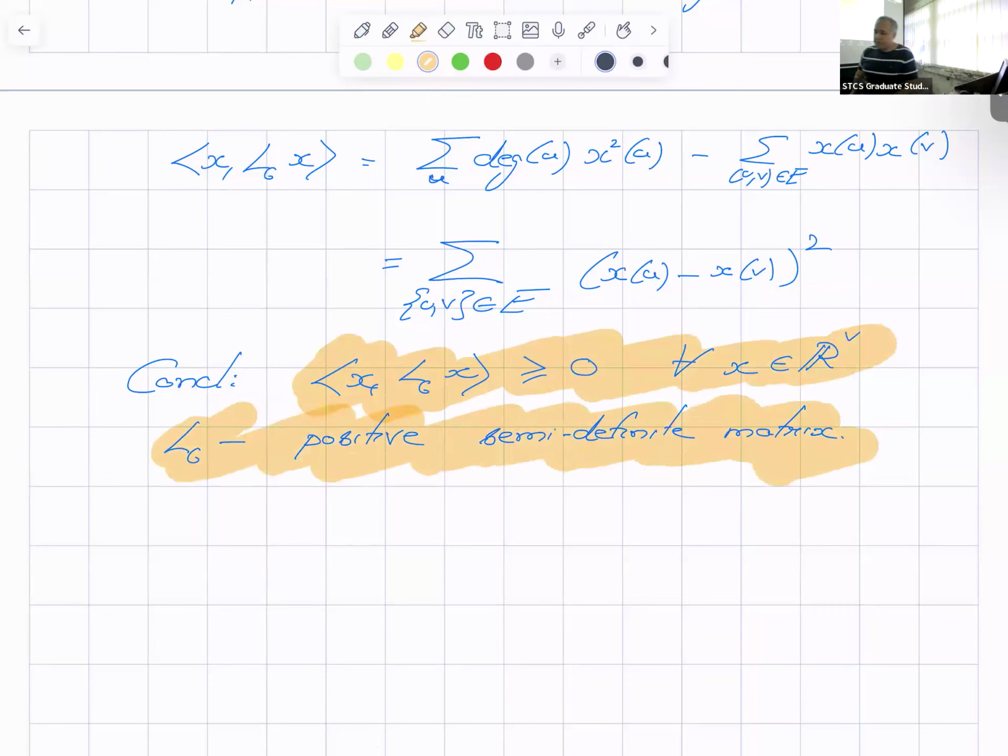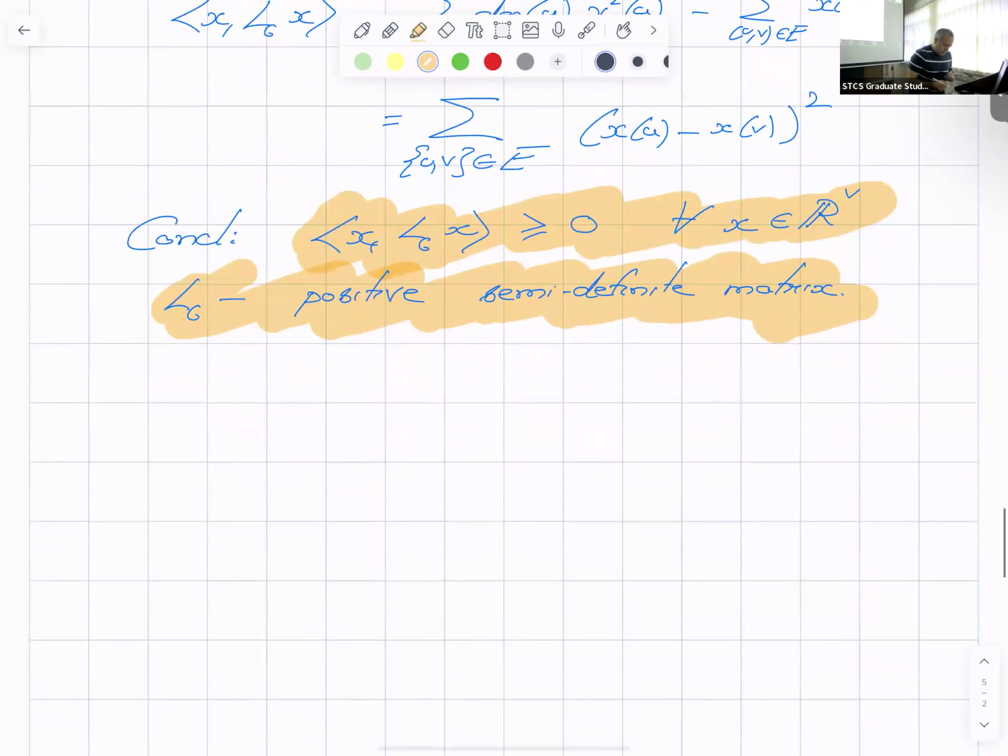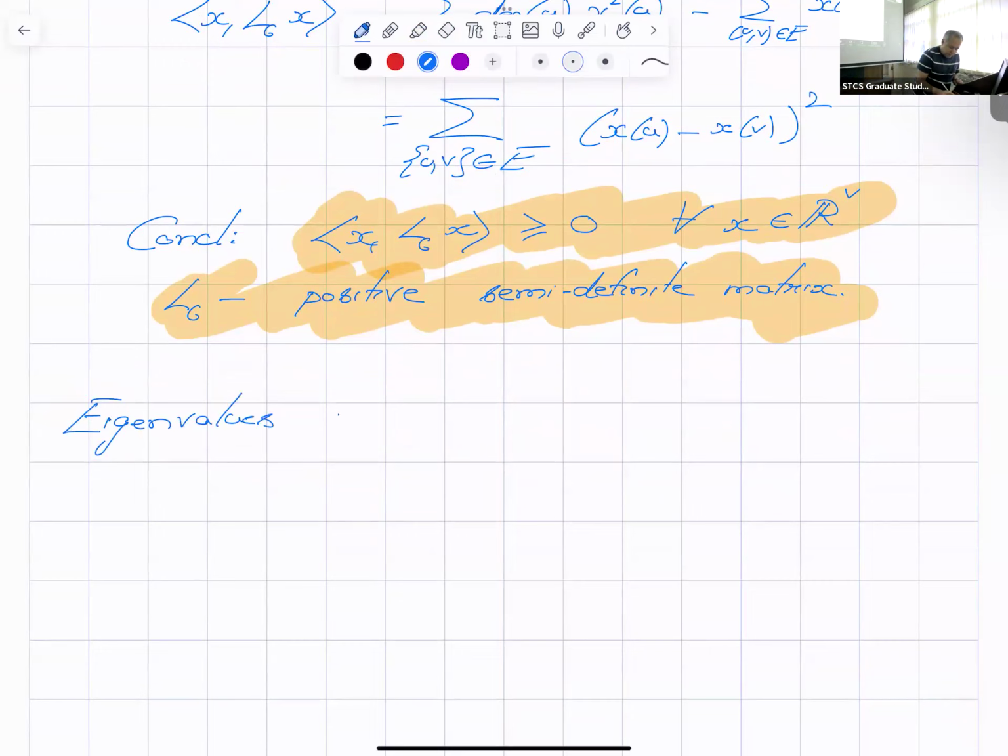Okay, so much about matrices. We haven't yet come to our main focus, which is going to be the eigenspectrum. We want to understand the eigenvalues and eigenvectors corresponding to these matrices. So let's quickly recall what we would have seen about eigenvalues and eigenvectors. Let's see a definition.